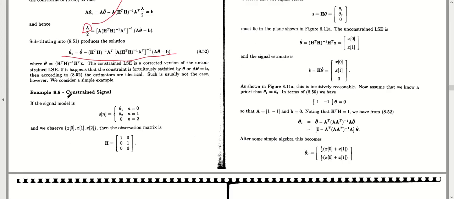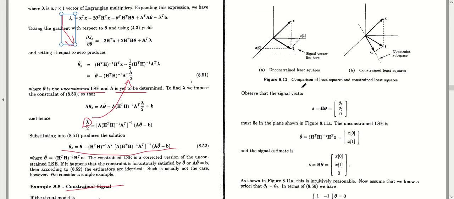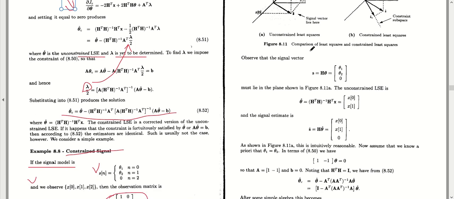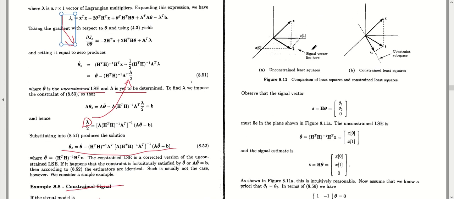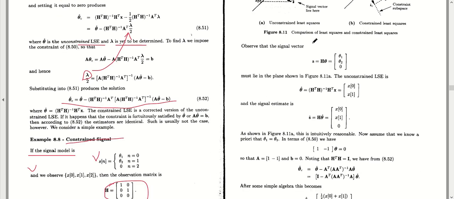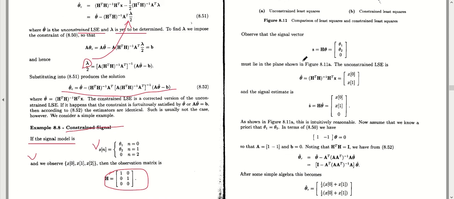So for the constrained signal, as an example here, the signal model is like this, and we observe this. Then the observation matrix is like that. Okay? Let's not look at the signal space because the signal is a vector, it's a perspective to understand it. But in terms of calculation, it's fine. We just write it out, and theta is given. You get s.